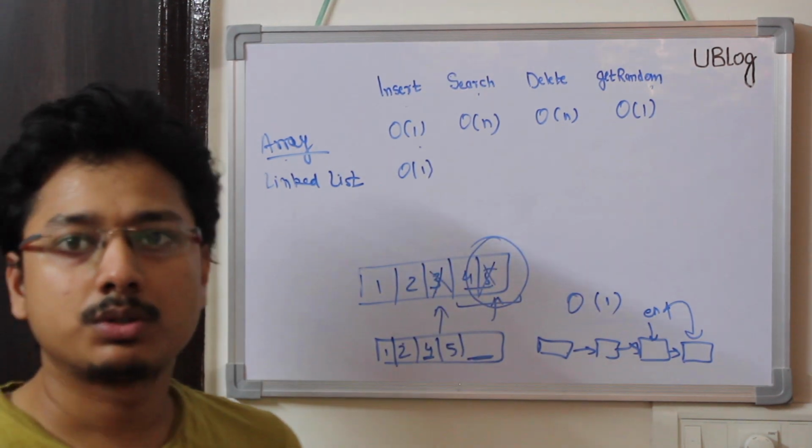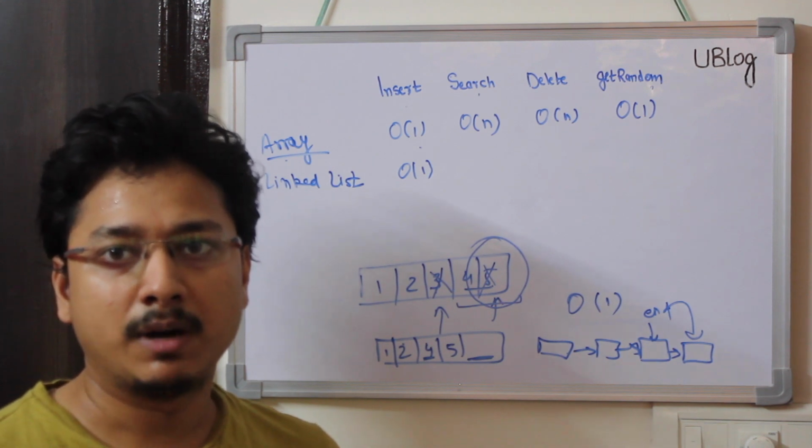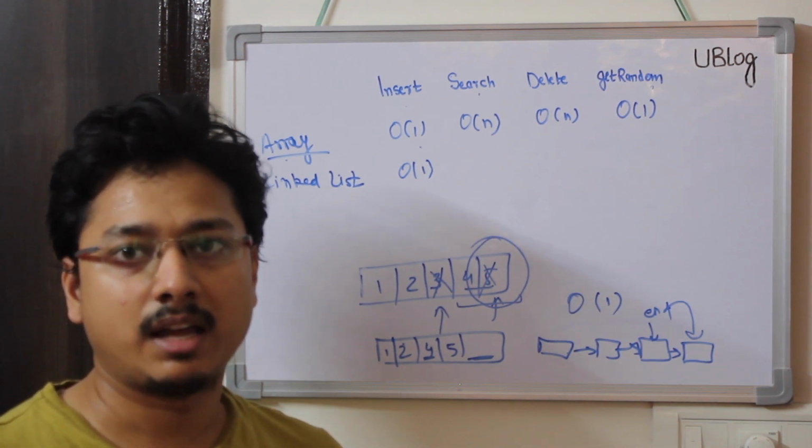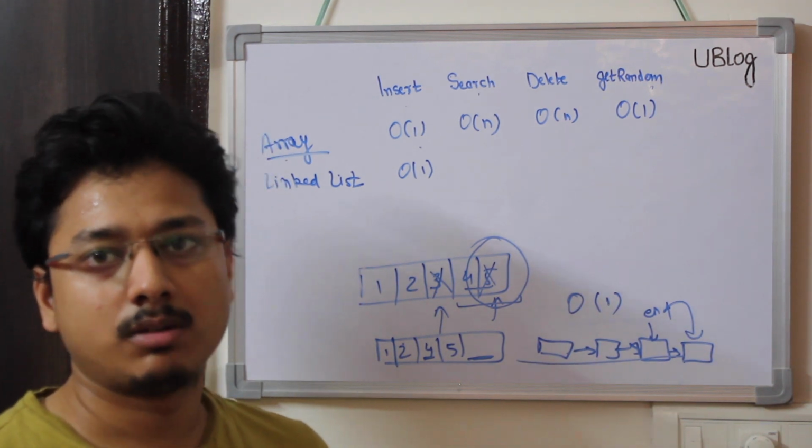What about search? Search is the same as array. We can't find any particular element in the linked list in constant time. We need to iterate through all the elements and then search for it. So search in linked list also takes O(n) time.